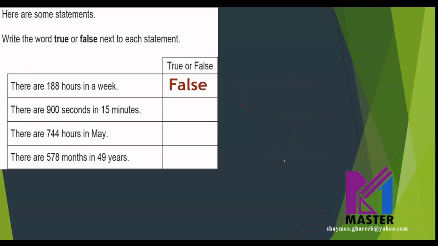Now let's go to the next statement. There are 900 seconds in 15 minutes. We know that we are going to multiply by 60 to change minutes into seconds. So 15 times 60 equals 900, which is a true statement.